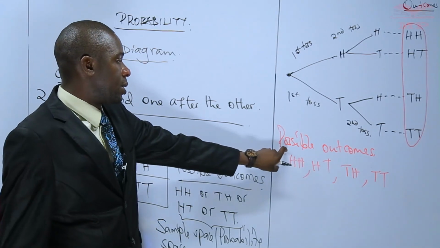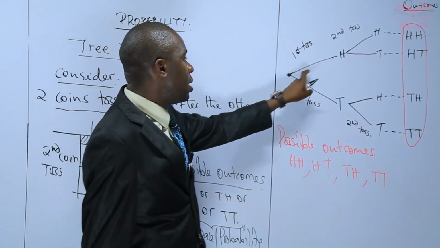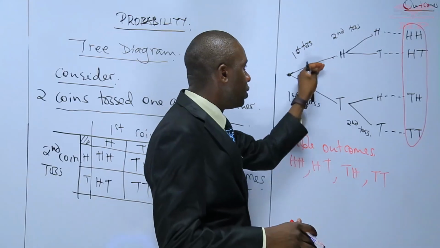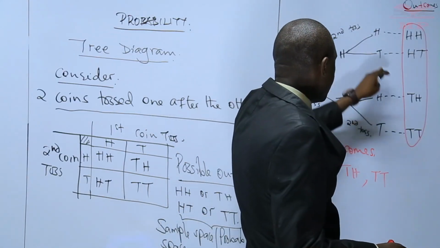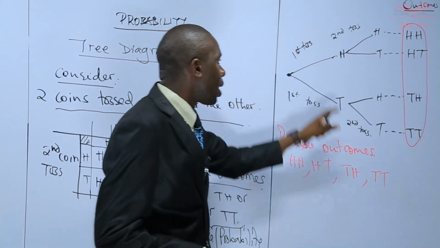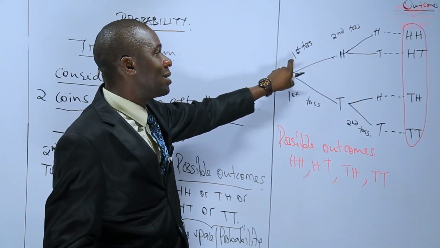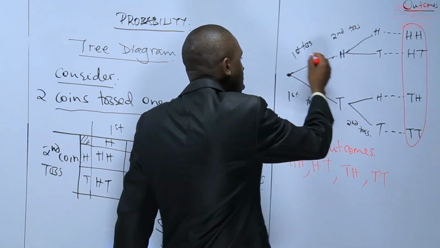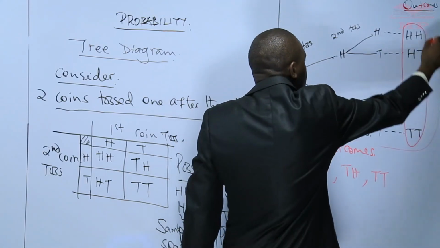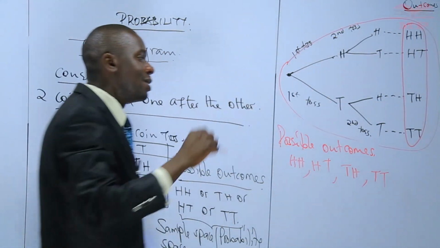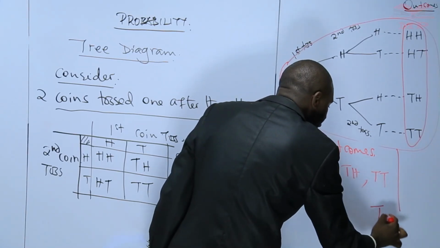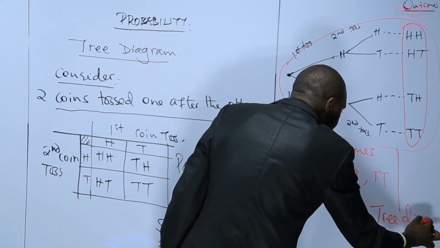Getting outcomes using these branches the way I've done, these ones resembling branches, they resemble the branches of a tree. This is what we are referring to as a tree diagram. So what I've drawn here, the whole of this, is what we are referring to as a tree diagram.